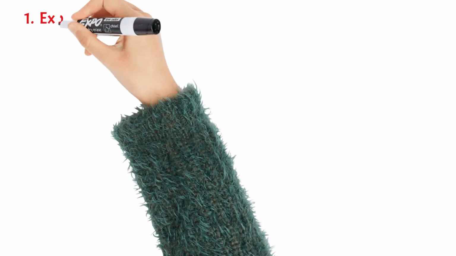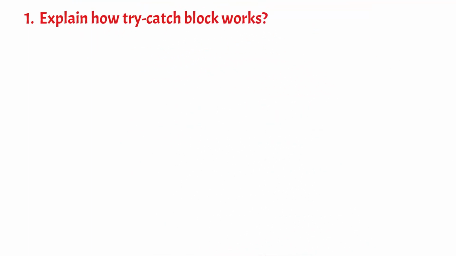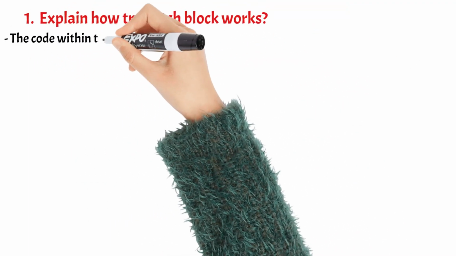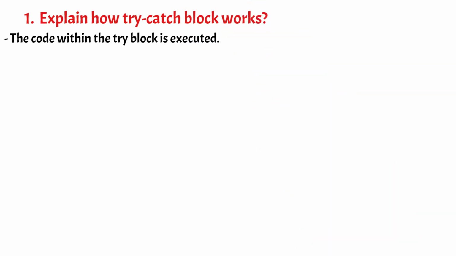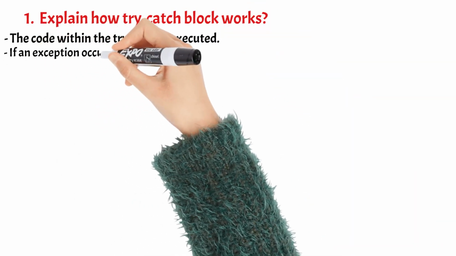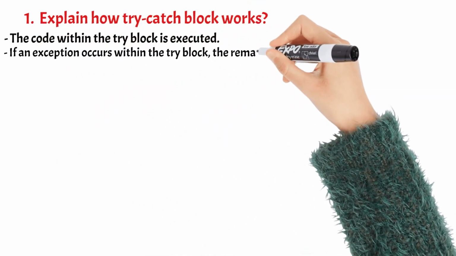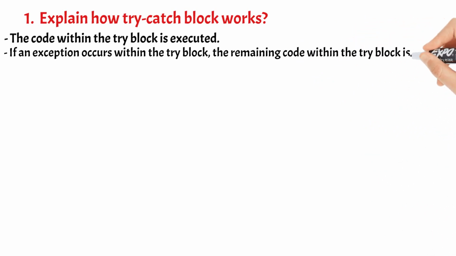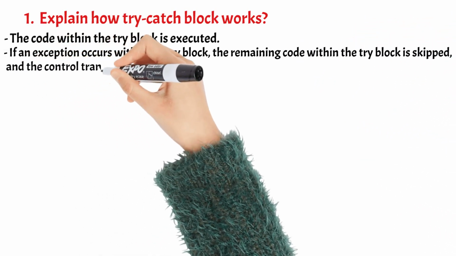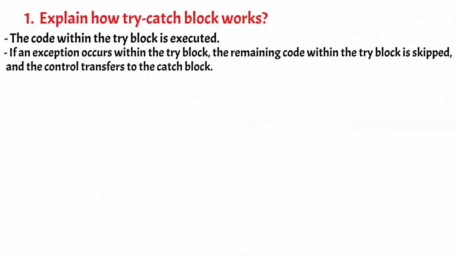1. Explain how try catch block works. The code within the try block is executed. If an exception occurs within the try block, the remaining code within the try block is skipped, and the control transfers to the catch block.